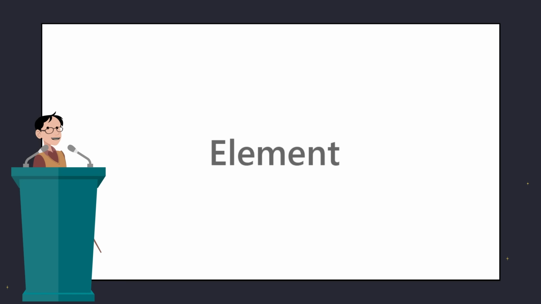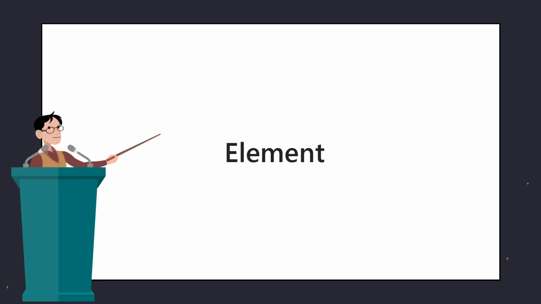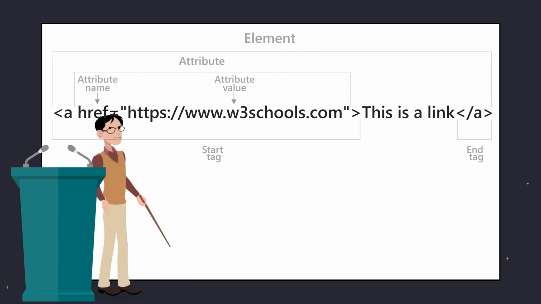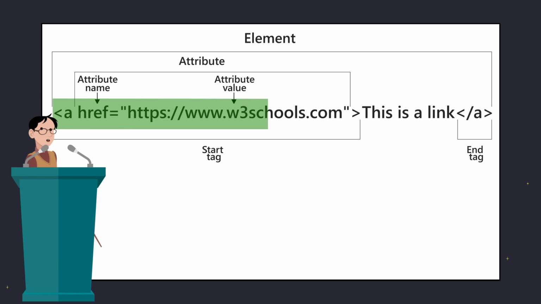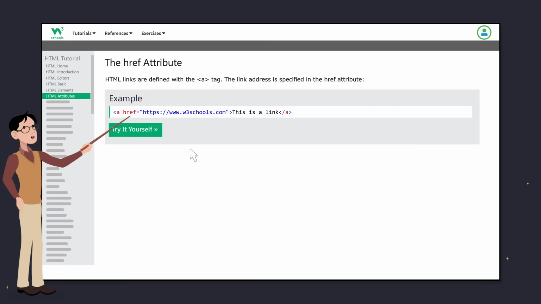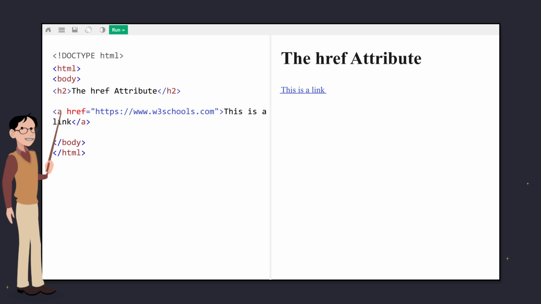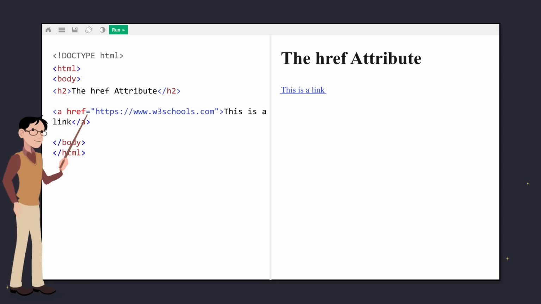To provide additional information about HTML elements, you need to get familiar with attributes. Attributes can provide more details about an element. They're always specified in the start tag of an element and usually come in name/value pairs like this. One type of attribute is href, like in this example. Links are defined with the A tag, and the link address or URL is specified in the href attribute.